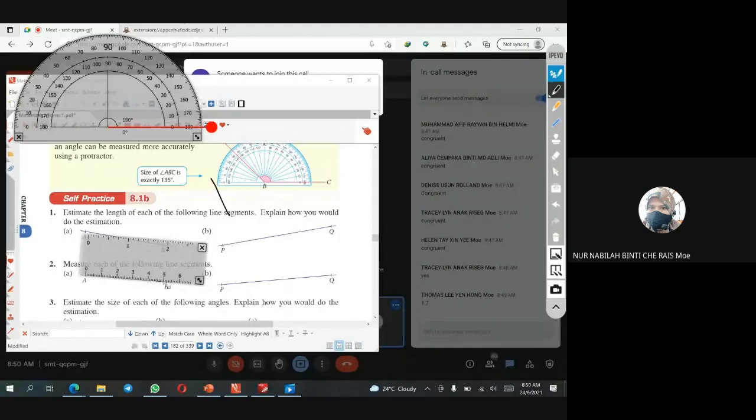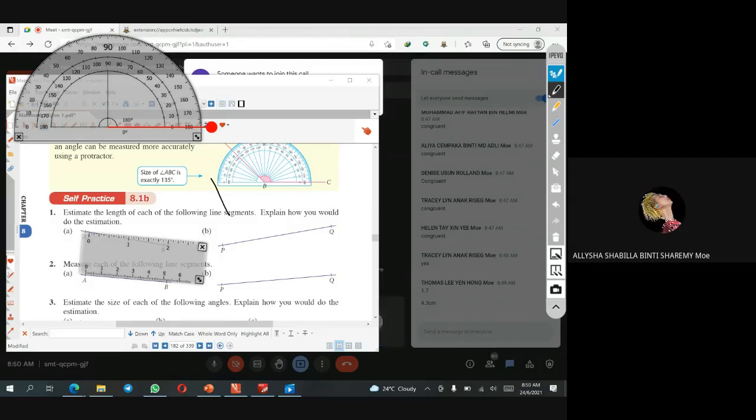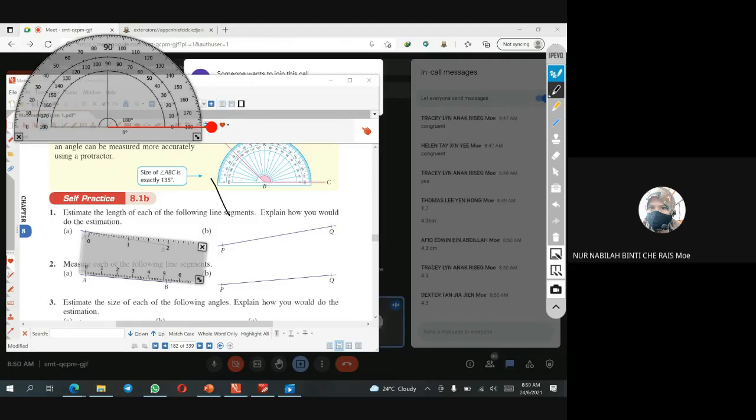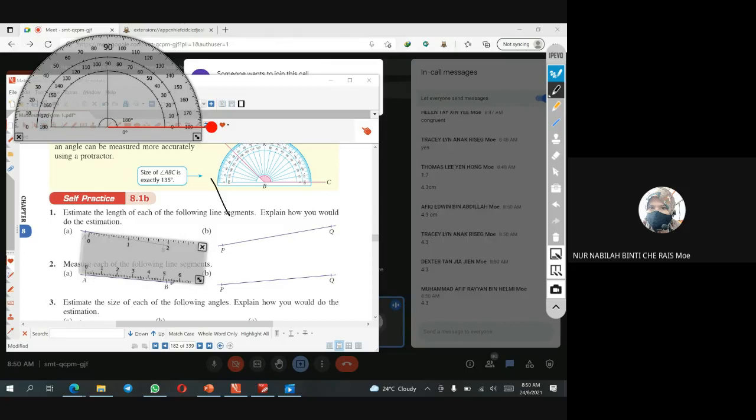Okay, so here we get 4.3. Are you sure? Thomas, you get 1.7, is it cm? 4.2, teacher. 4.3 cm. Correct, right? 4.3 actually. In the textbook this one is 5.2, and I'm not sure this is the correct scale or not. So you just put your 0 at A, and then you look at B.